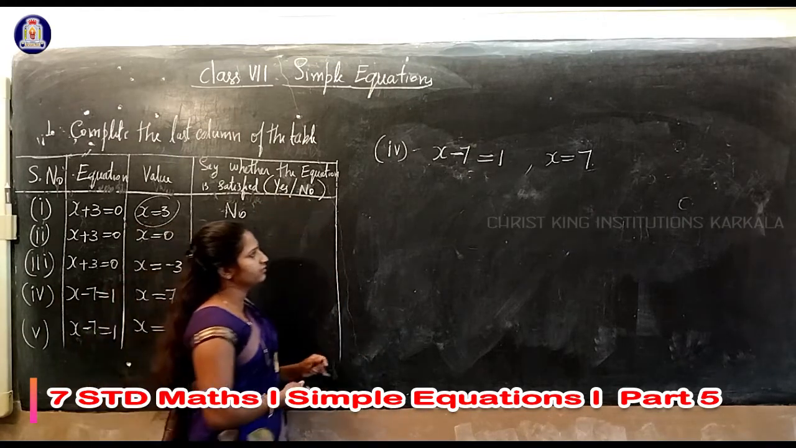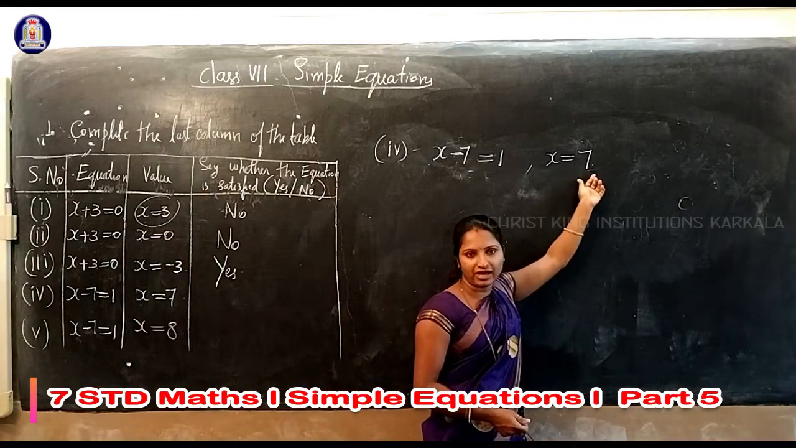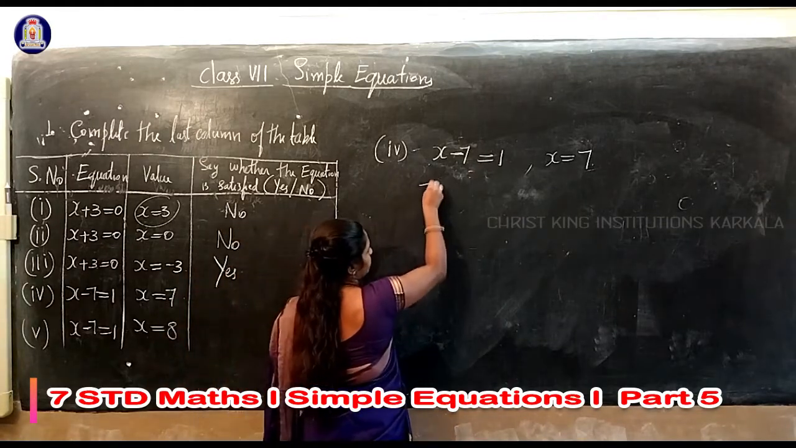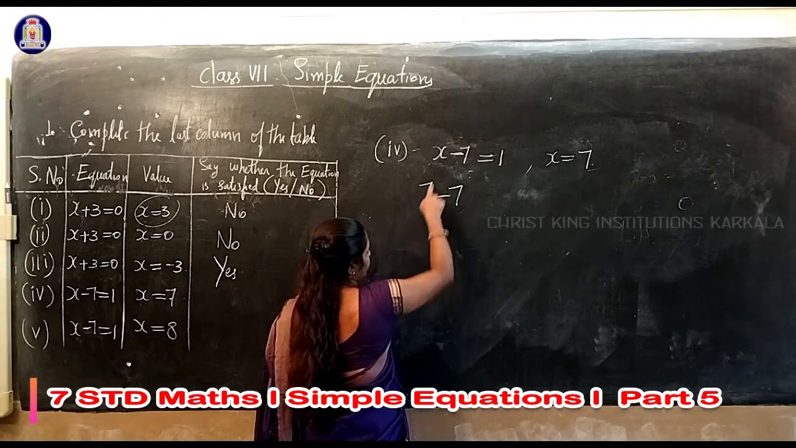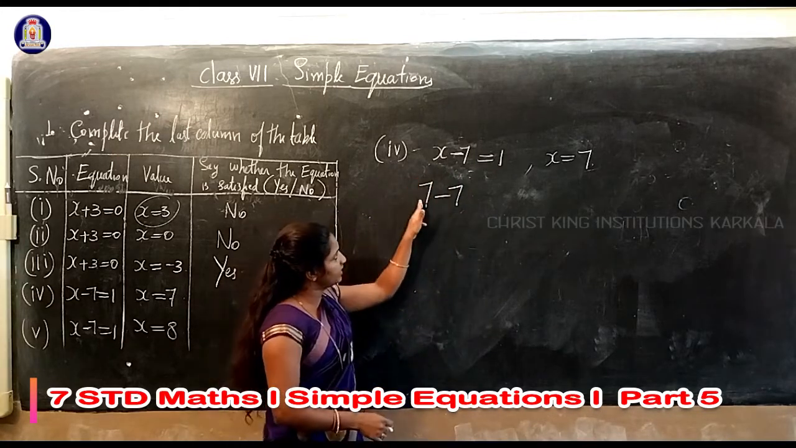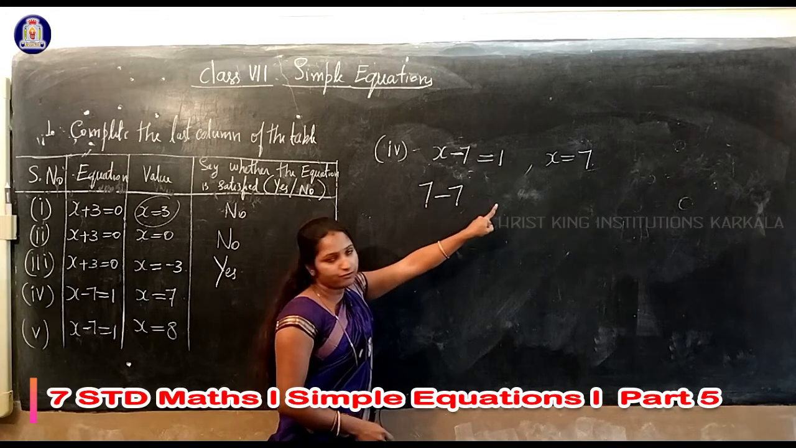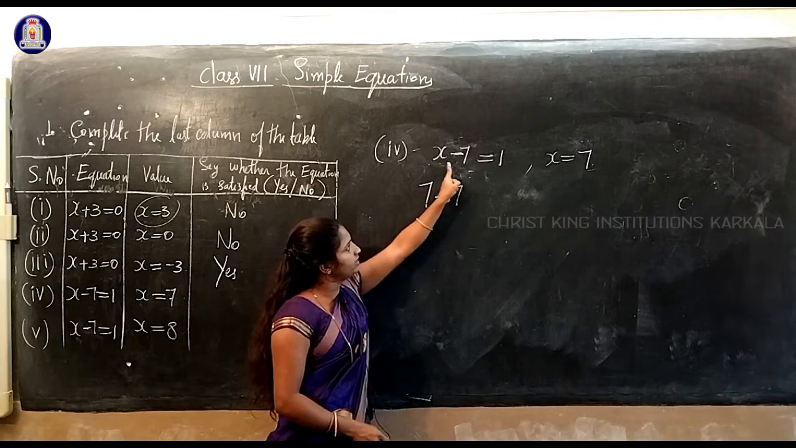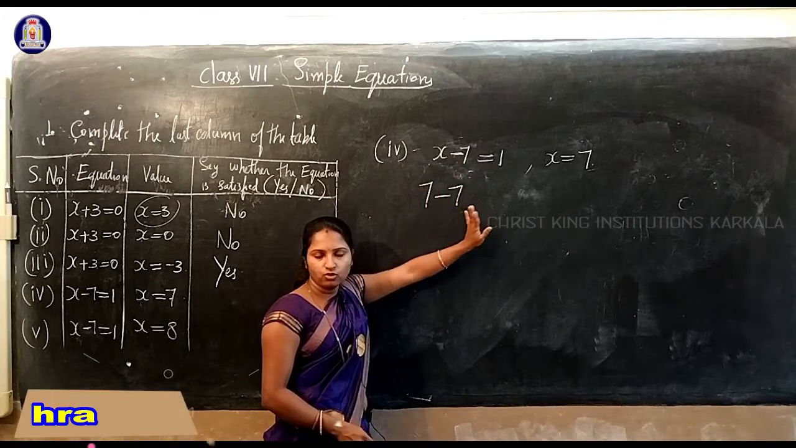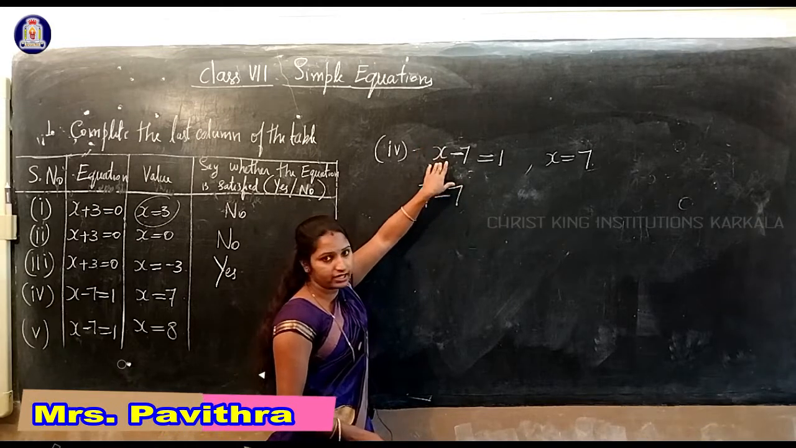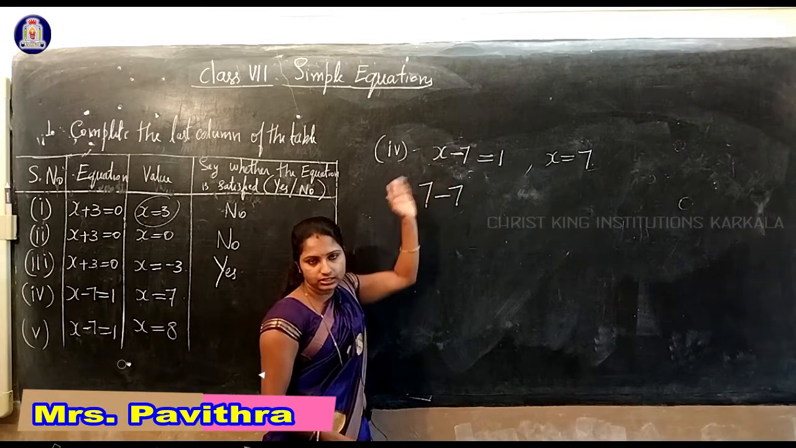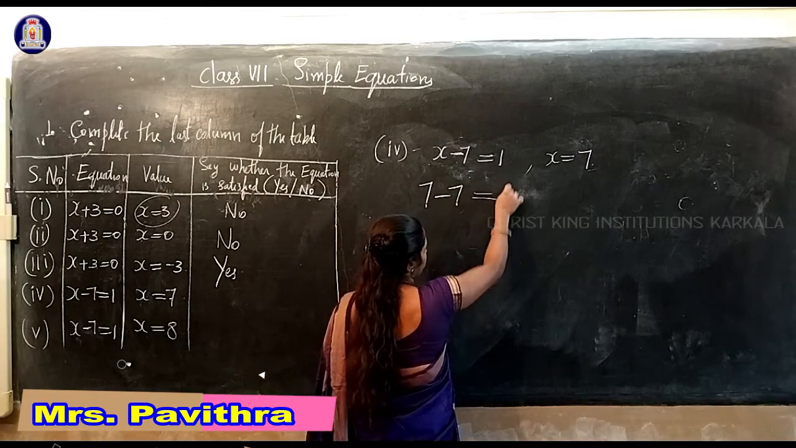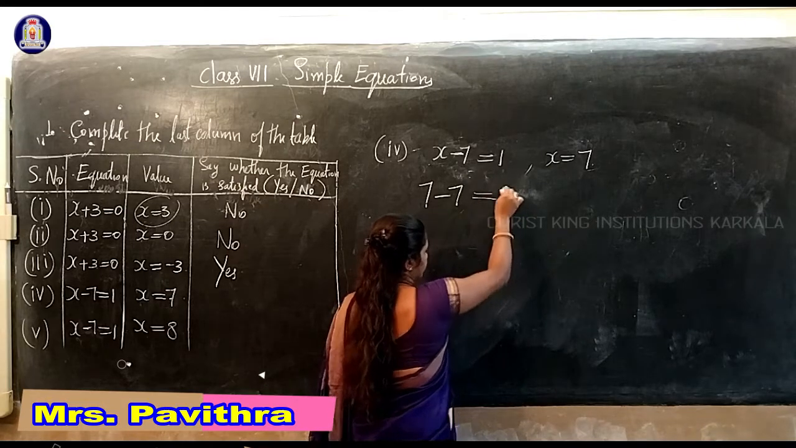So now we have to check. First, we have to substitute this value in this equation. Clear? So in place of x, write 7. So x is 7, right? Understood? In place of x, write the value that is given. The remaining values write as it is. Only in the place of x do you substitute the value. Clear? So 7 - 7 = 1. 1 is on the right hand side, right? So write as it is.